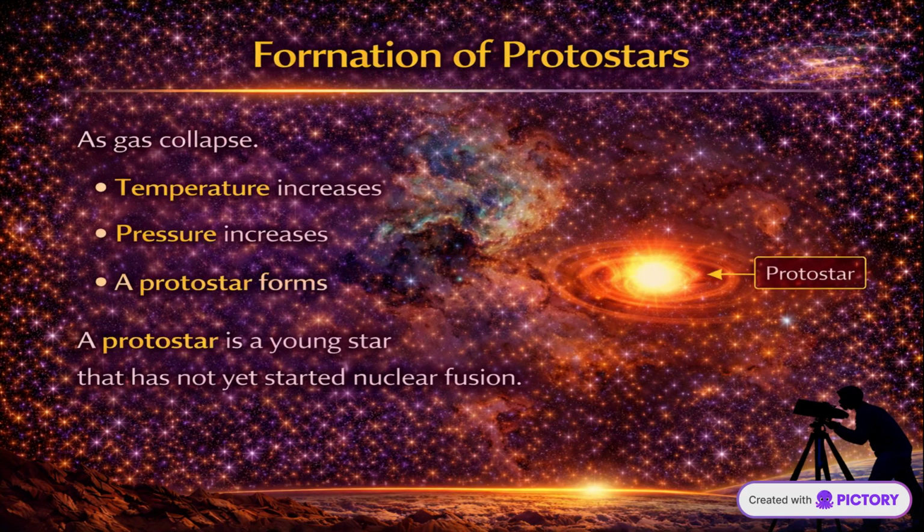As the gas cloud collapses further, important physical changes take place. The temperature increases. The pressure increases. At the center, a dense object begins to form. This is called a protostar. A protostar is a young star, but it has not yet started nuclear fusion.